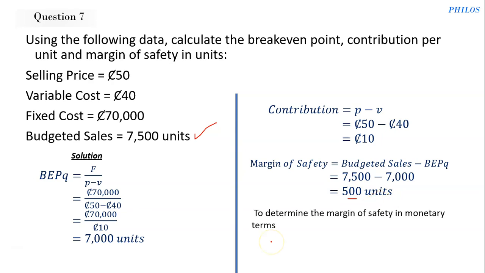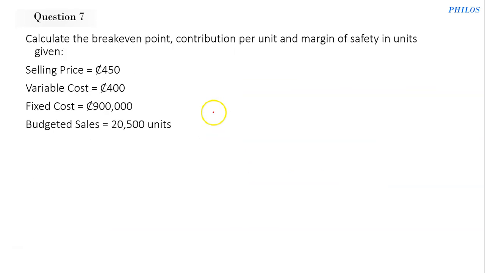Okay. In case you want to determine the margin of safety in monetary terms, then it should be the margin of safety in units times the price. So when we take the margin of safety in units, which is 500, and multiply it by 50, that will give us 25,000 cedis. So this 25,000 cedis is the margin of safety in monetary terms.